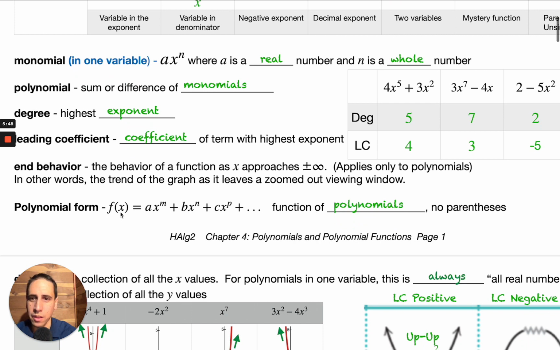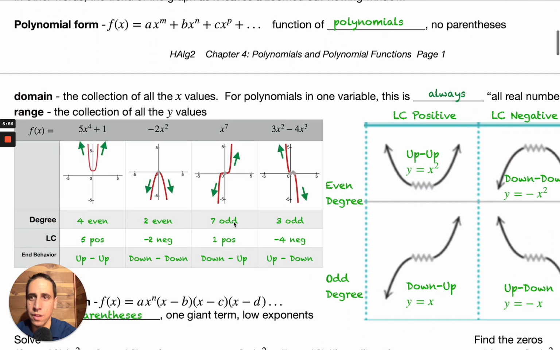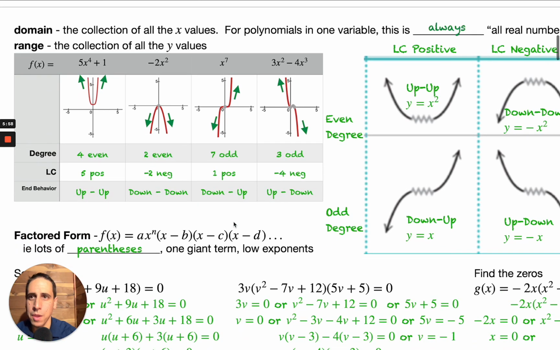Polynomial form is going to look like this. It's a function with just polynomial terms, no parentheses, and it's important for us to know as well. So that's the vocabulary. Let's talk about the domain of polynomials.